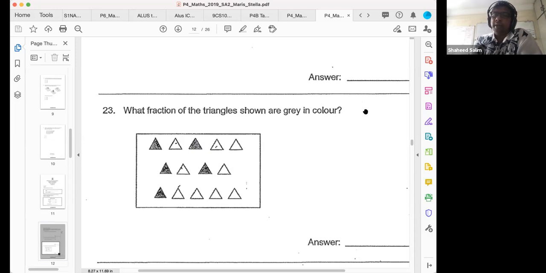Well done, Naomi. Naomi, I've got an answer first. Congratulations. What about Auni? Auni has gone to Wasim. Umaira and Amara, come on. What fraction of the triangles are shaded? That's what they're saying. Come on, it's very easy.